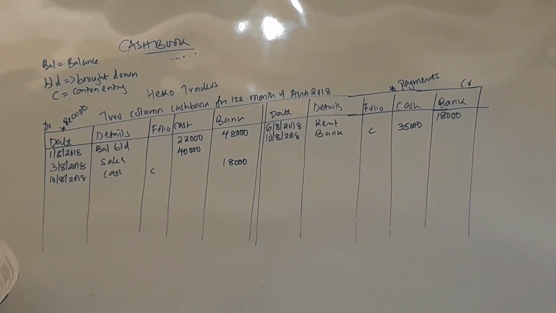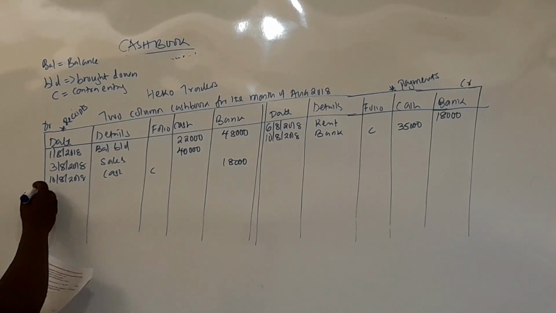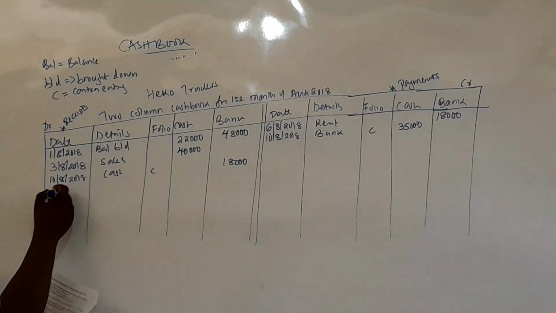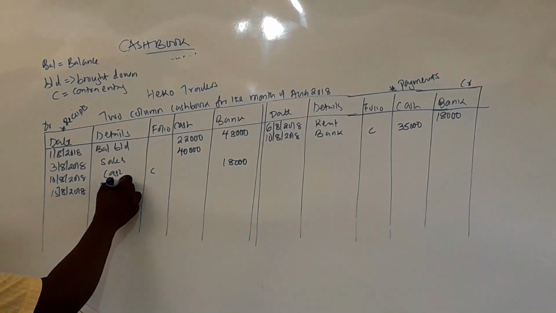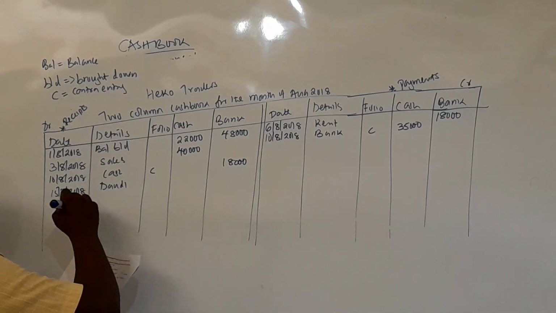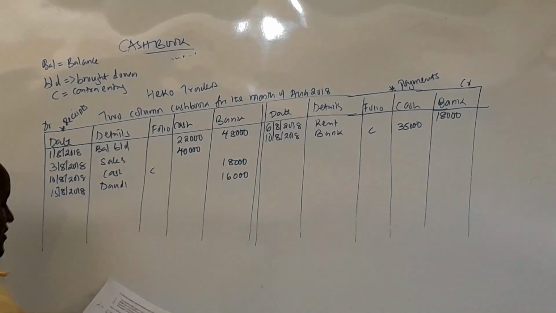Date 15, we received a check of 16,000 from Daudi. Is it a receipt or a payment? We received a check. Already they are saying we received it. So it's a receipt from Daudi. It's not a payment, it is a receipt. That is on date 15/8/2018. So the detail is just Daudi. We received a check of 16,000, so it's a check from Daudi.